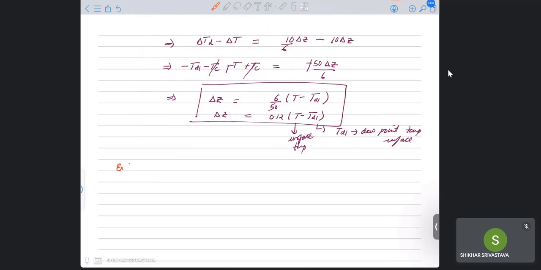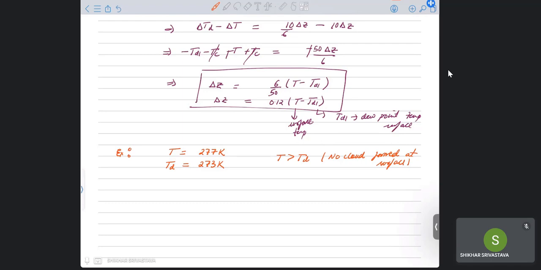Let's take an example. Suppose at the surface your temperature is 277 Kelvin and the dew point temperature at the surface is 273. Obviously, since temperature is greater than dew point temperature, no cloud is formed at the surface. So the parcel will be taken to some height, and only at some height will the cloud form.